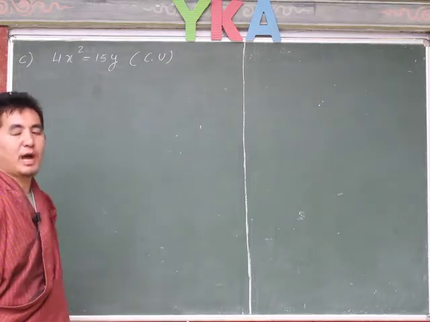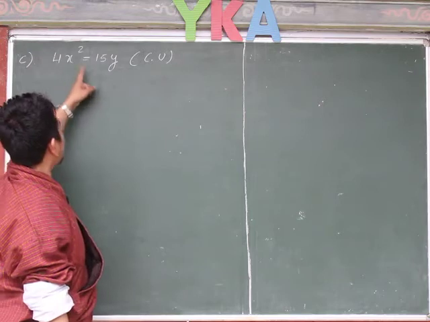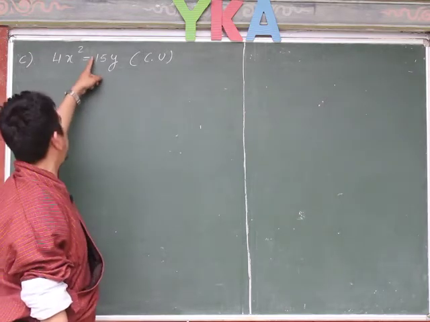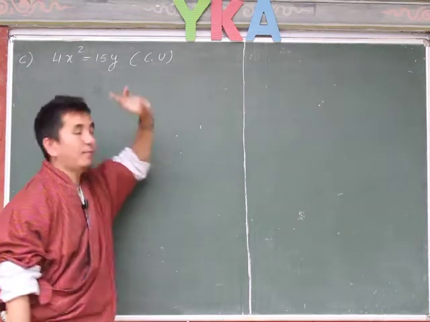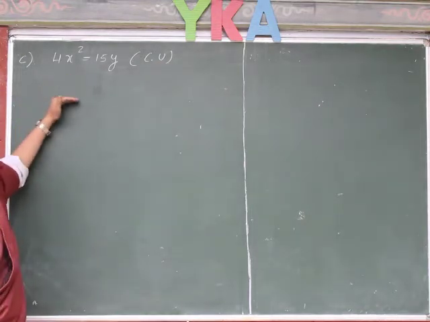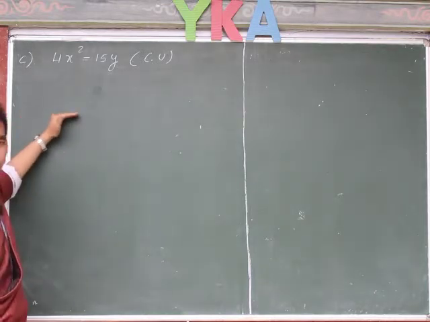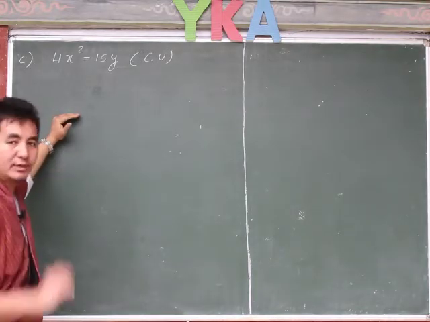For concave down we have x square equal to negative 4ay. For concave up we have x square equal to positive 4ay. So this is a positive value, so this is a concave up parabola. If you see a concave up parabola, you have to compare with concave up only. If you find concave down, you compare with concave down. That I did in the previous video.